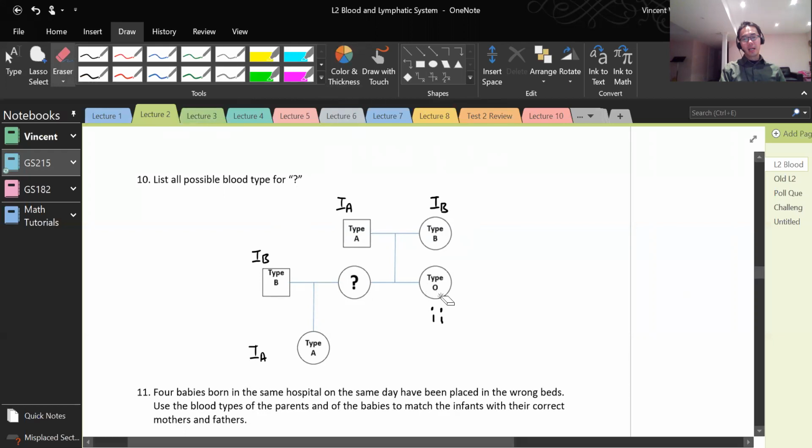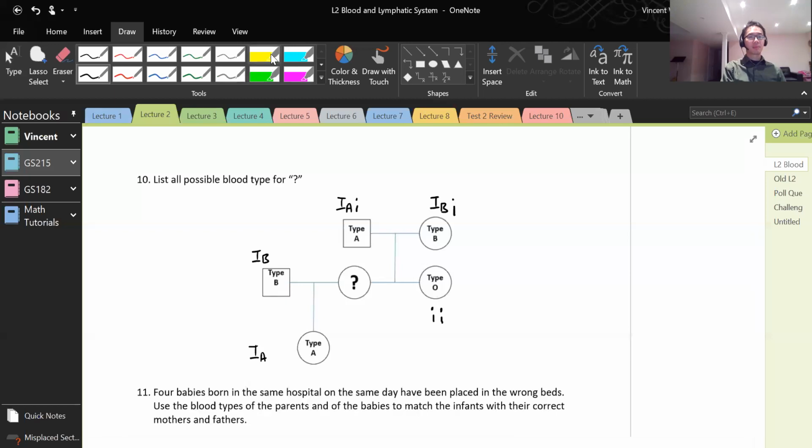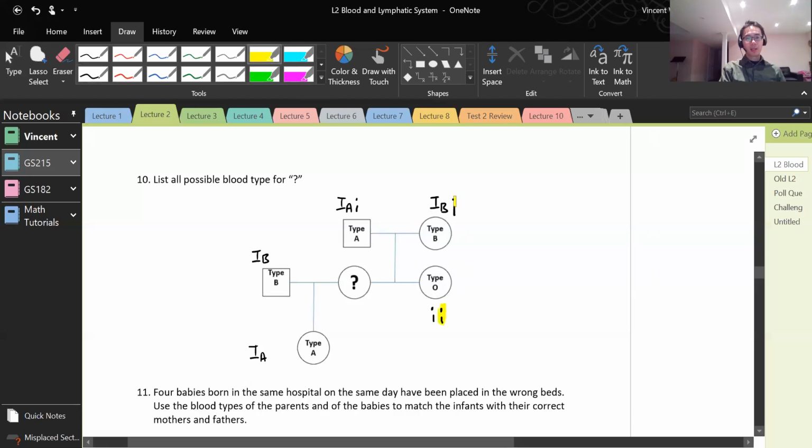So let's take a look at this lady here. She is type O, and we know that one of the small i came from her father, and then the other small i came from the mother. So this small i probably came from the mother, and this small i probably came from the father. Right? So that's how we figure out that they are heterozygous, type A and type B.